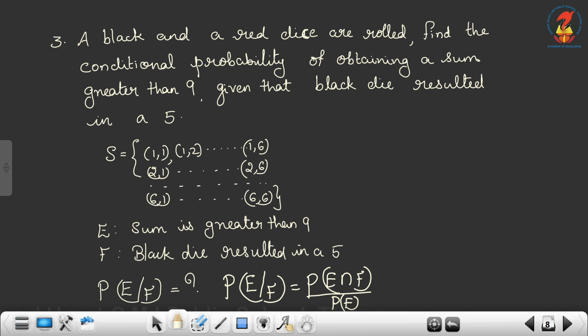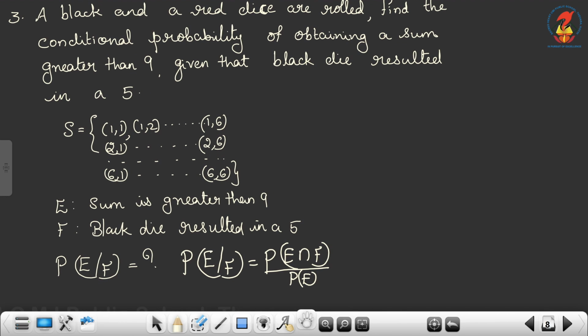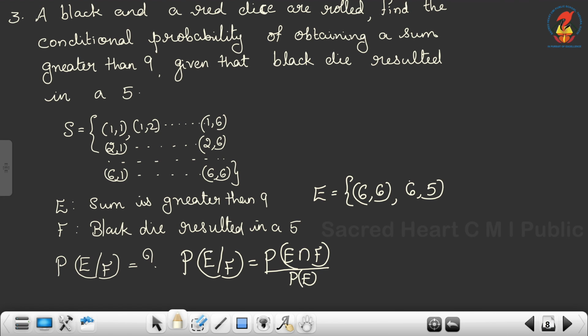So what is E? Okay. Here itself we can write it as a set. Sum is greater than 9. Which outcomes are in this E? Sum is greater than 9 means I can write 6, 6. 6, 6 sum is 12. 6, 5 is 11. Then what about 6, 4? 6, 4 is 10. That's okay. 6, 3 I can't write since it is not greater than 9. Okay, so from this 6th row, 3 outcomes.